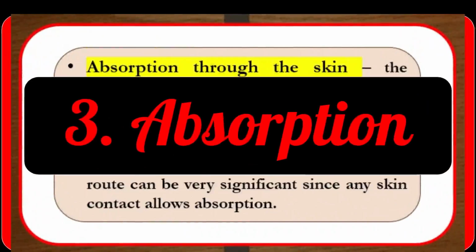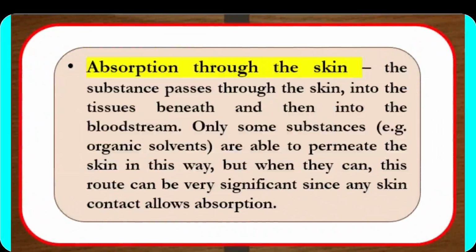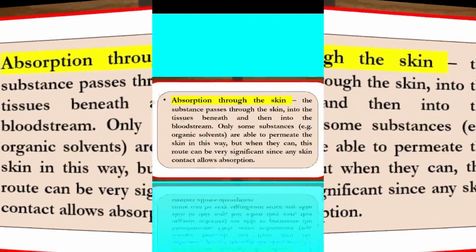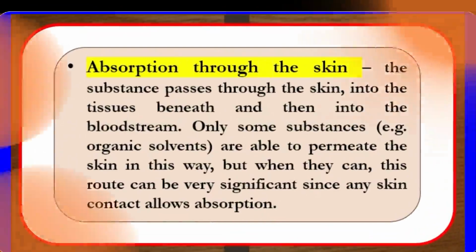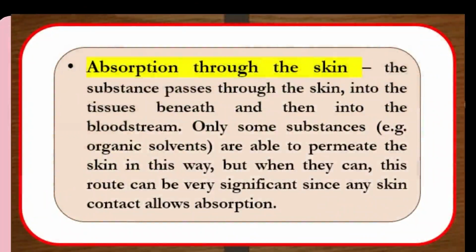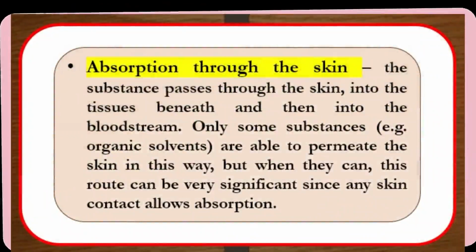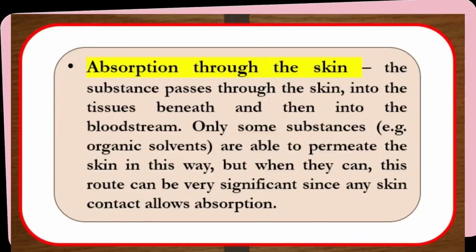Number 3. Absorption through the skin. The substance passes through the skin into the tissues beneath and then into the bloodstream. Only some substances, for example, organic solvents, are able to permeate the skin in this way. But when they can, this route can be very significant since any skin contact allows absorption.